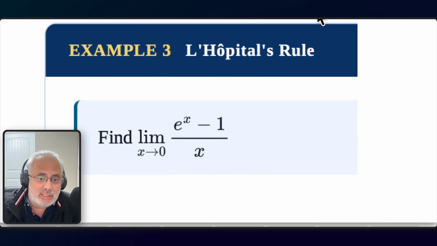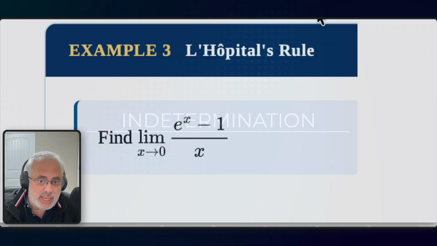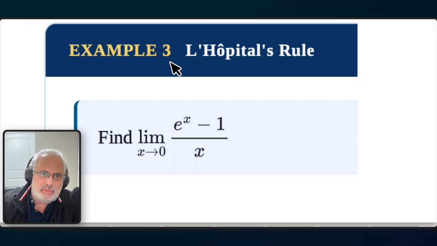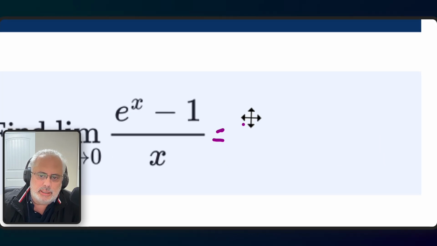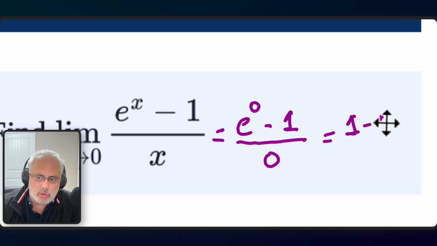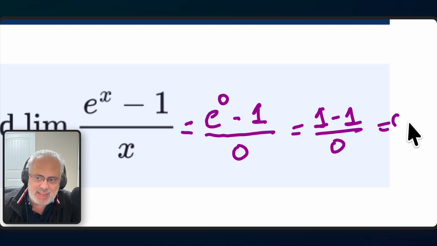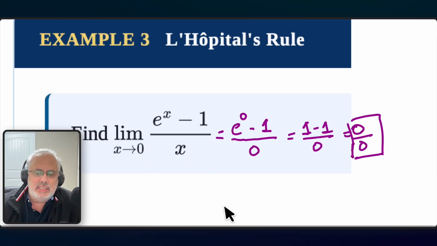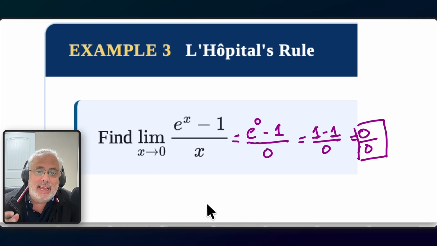Find the limit when x approaches 0 of (e^x − 1)/x. When we make the direct substitution, we put e^0 − 1, and we get 0. e^0 is equal to 1, 1 minus 1 over 0. So we have a problem. We have an indetermination 0 over 0. In situations like this, this is when we apply L'Hopital's rule.